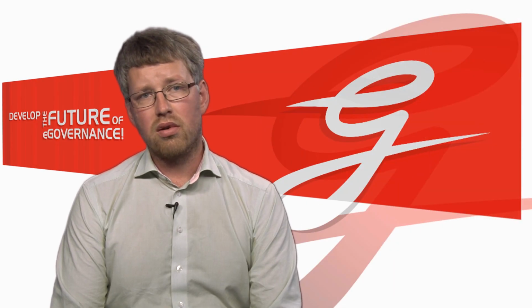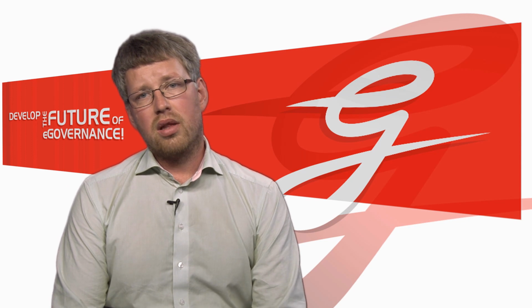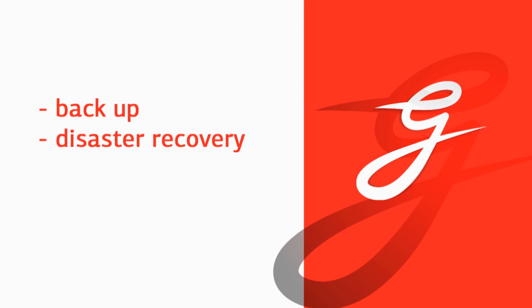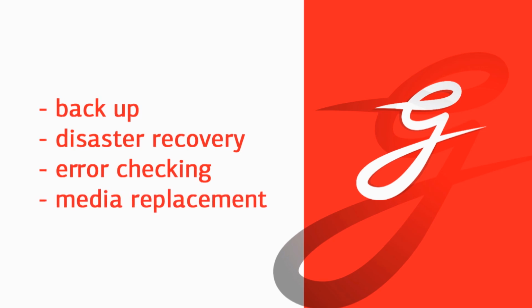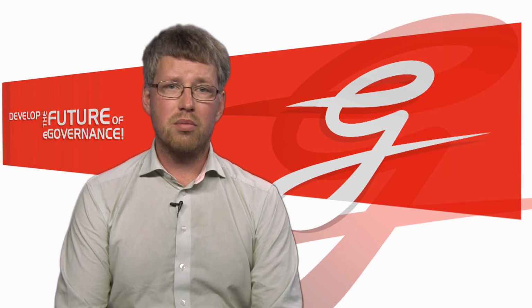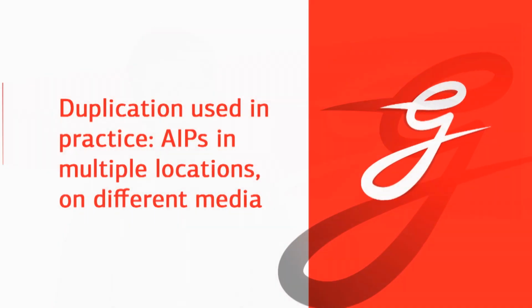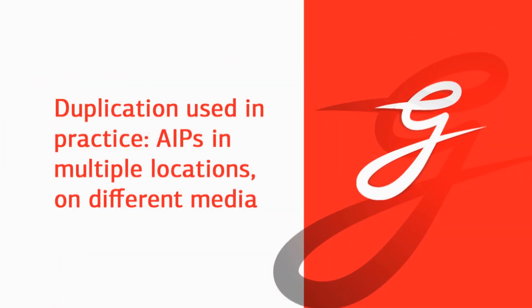As usual, also for all other information systems, this includes the setup of backup regimes, disaster recovery methods, regular error checking, and mechanisms which allow to easily replace media in case of errors or because of the uptake of new preservation hardware and media. In practice, most digital archives nowadays use also rather a lot of duplication. AIPs are often duplicated into multiple locations and onto different types of media to ensure that the data is really preserved and accessible for the decades and generations to come.